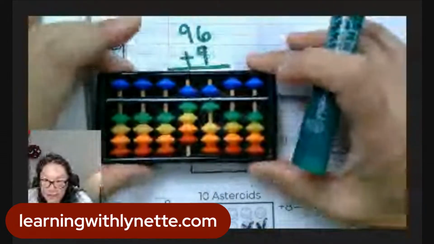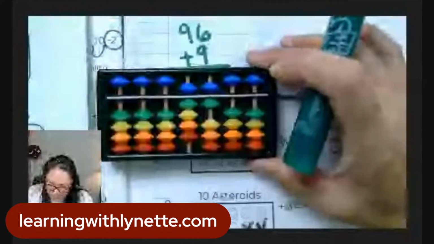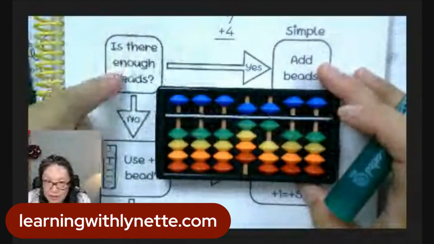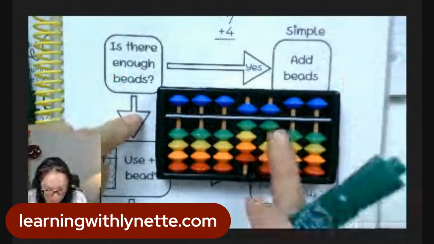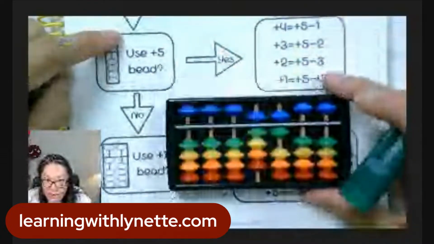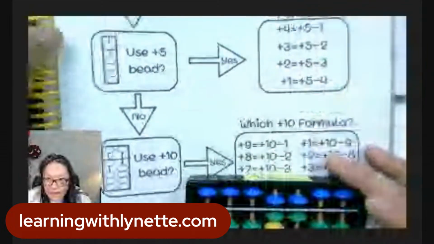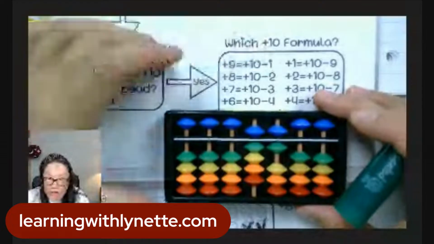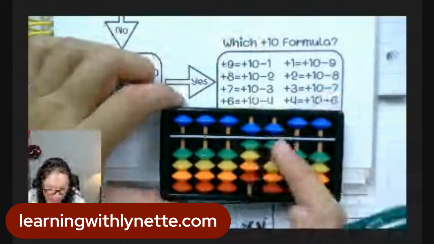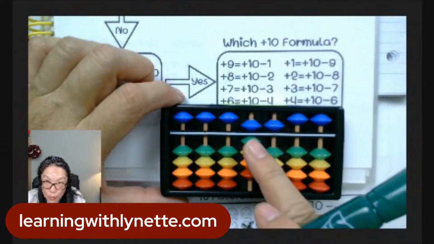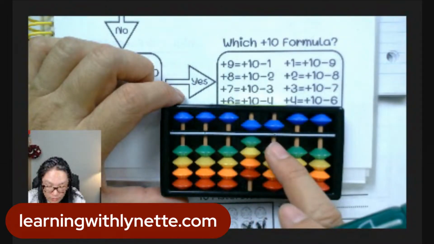Now we're going to plus the 9. Do we remember how to plus the 9? Is there enough beads to add the 9? No. Can we plus the 5? No, because 9 doesn't, right? Nothing's here. So what's next? Plus the 9 is plus the 10 minus the 1. We'll minus the 1, and we're going to plus the 10.